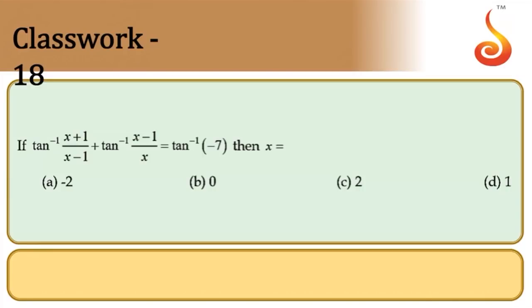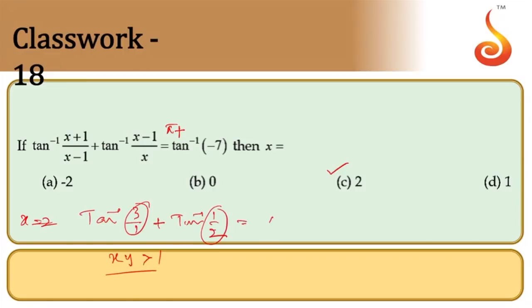Next. So actually there is one difference in the problem. It is supposed to be pi plus tan inverse of minus 7. Verification wise, for example, x is equal to 2. When I substitute x equals 2, it is tan inverse of 2 plus 1, 3, divided by 1 minus, plus it is tan inverse of 1 divided by 2. This is x and this is y. x into y is greater than 1.